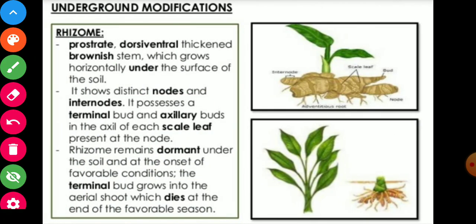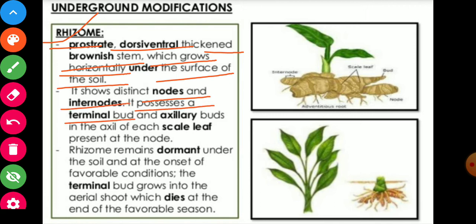Underground modifications, as you see, rhizomes: prostrate, dorsiventral, thickened, brownish stems which grow horizontally under the surface of the soil. It shows distinct nodes and internodes, and possesses a terminal bud and axillary buds.